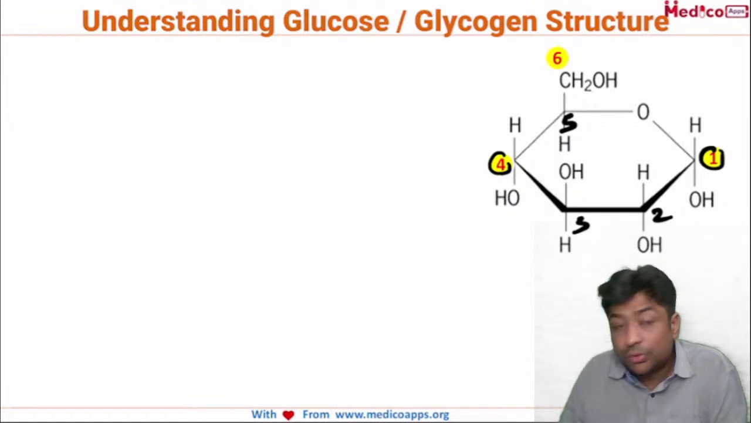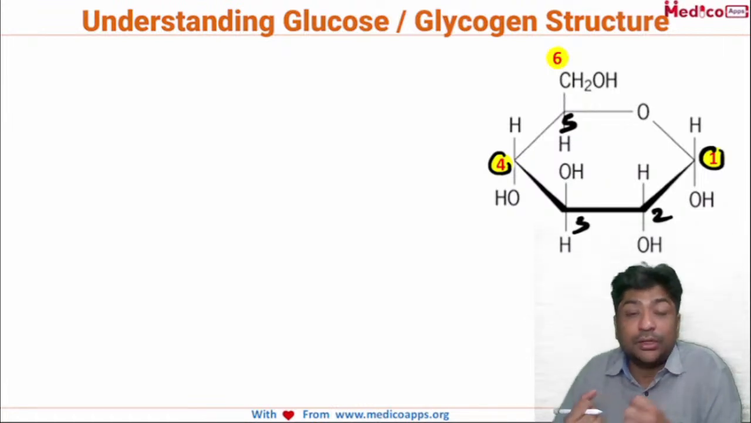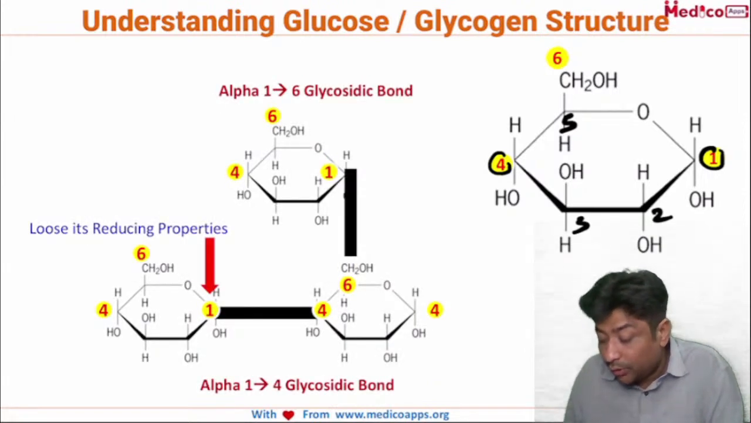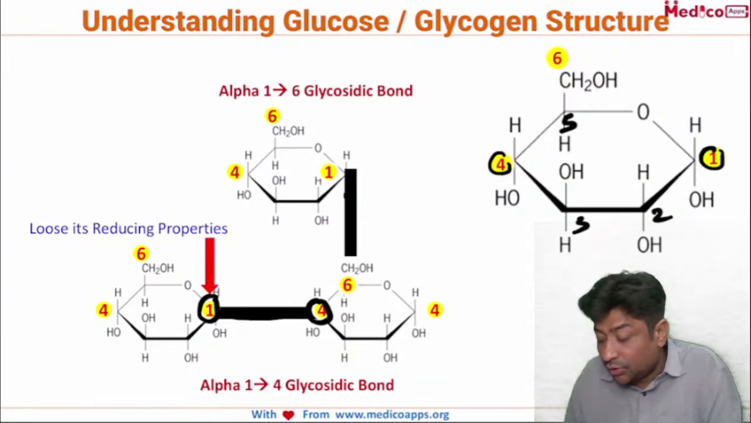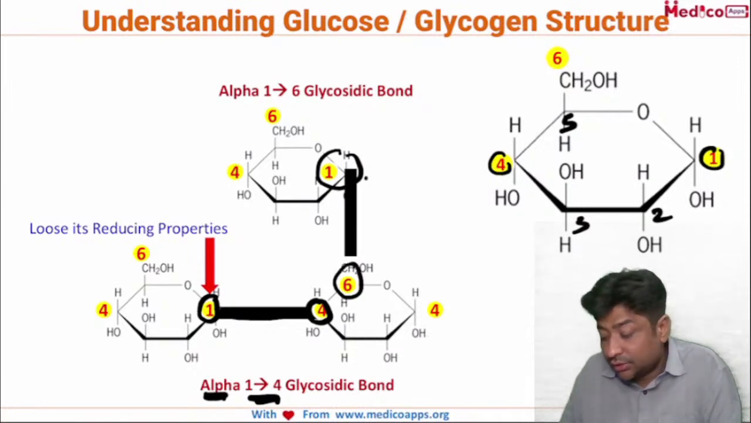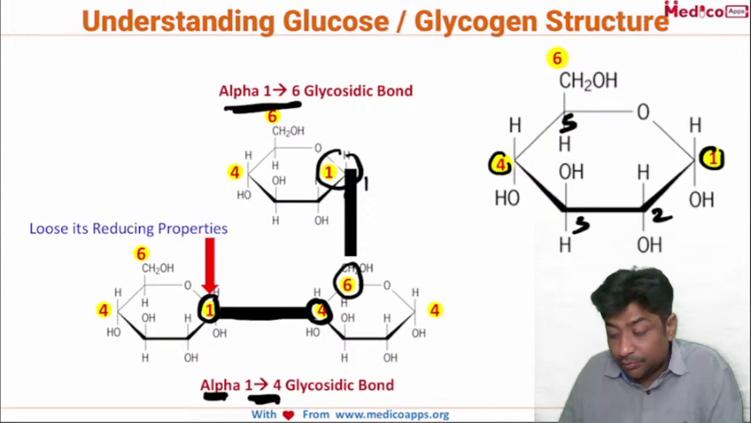Now let's look at how glycogen is made. We know that it's multiple glucose joined together. So there are two different kinds of bond. One is the 1,4 bond, which is the first carbon here and the fourth carbon here forming a bond. This is called an alpha 1,4 glycosidic bond. Another bond is the first carbon here and the sixth carbon here. This is called an alpha 1,6 glycosidic bond. So there are two kinds of bond.